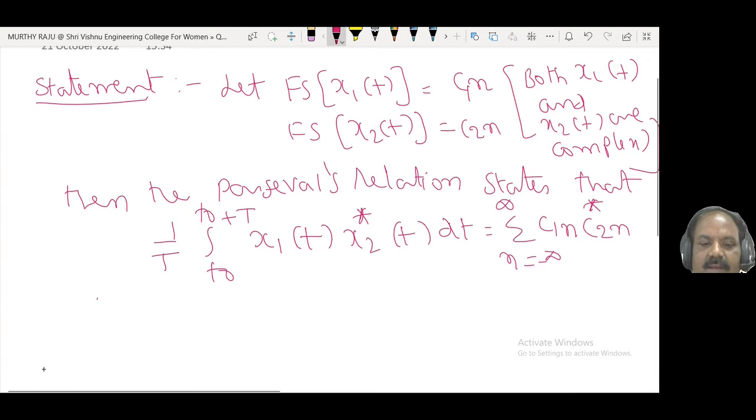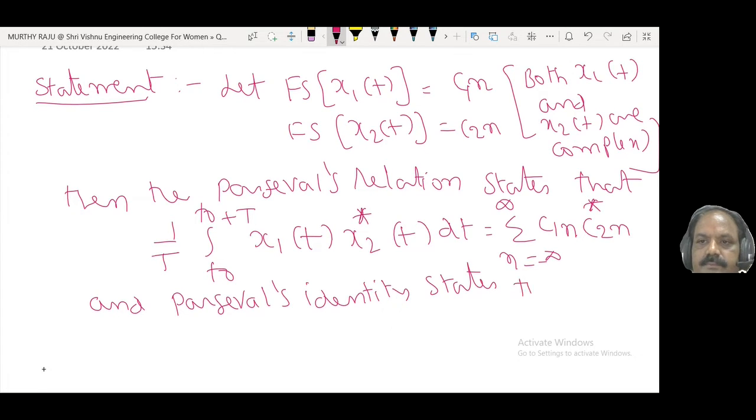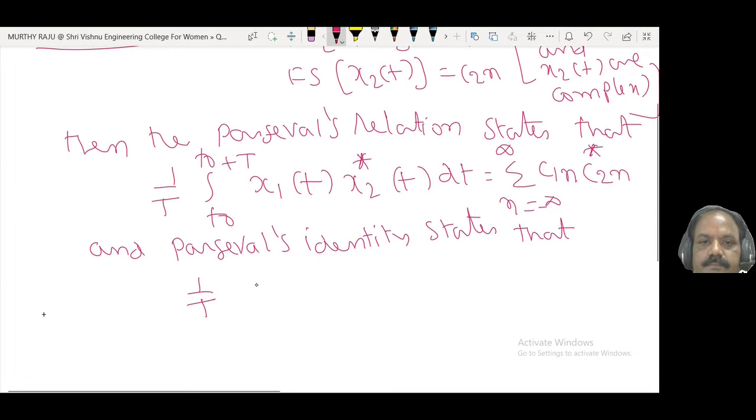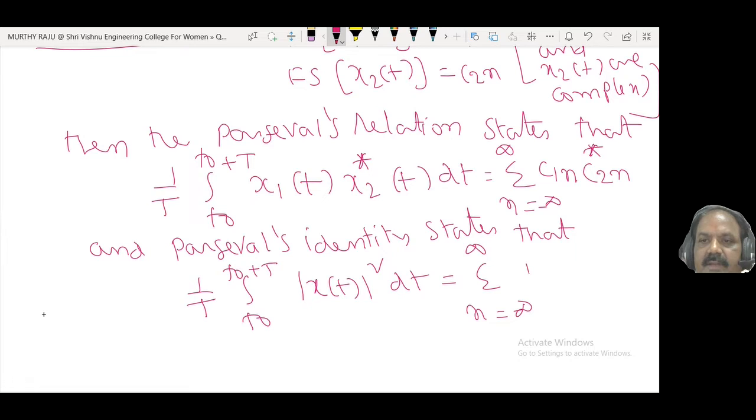Parseval's identity states that (1/T) integral from t0 to t0+T of mod x(t) whole square dt is equal to the sum from n equals minus infinity to plus infinity of mod Cn whole square.